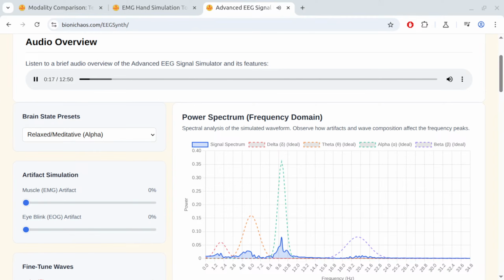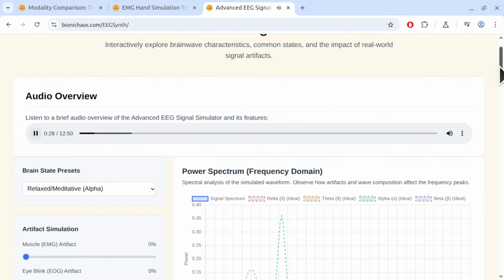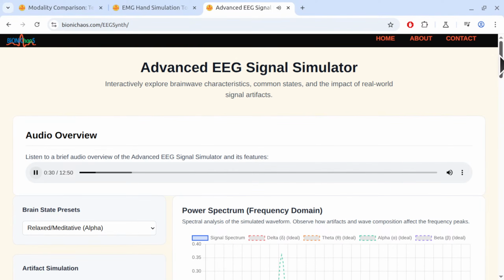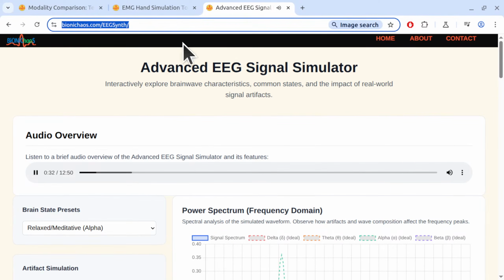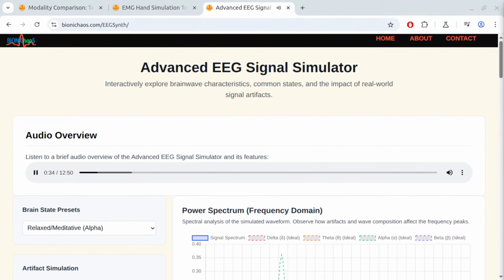Well, the mission is really to get a handle on what these EEG signals actually are, how they're put together from their basic parts. And what gets in the way? Like noise and stuff. Exactly. Interference. What messes up clean recordings. And critically, how a tool like this simulator we're looking at helps us learn about these really complex waveforms.